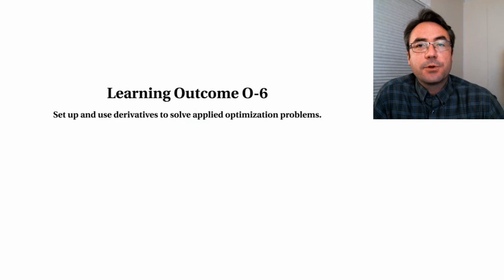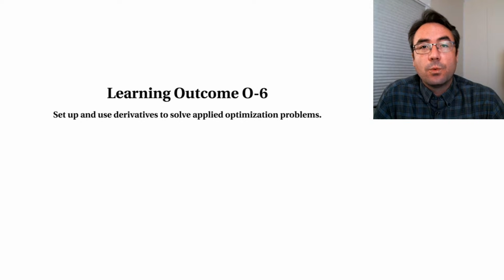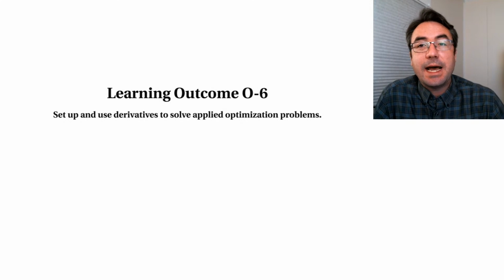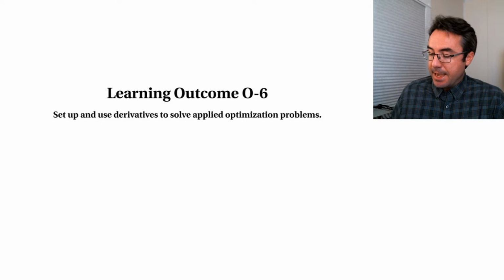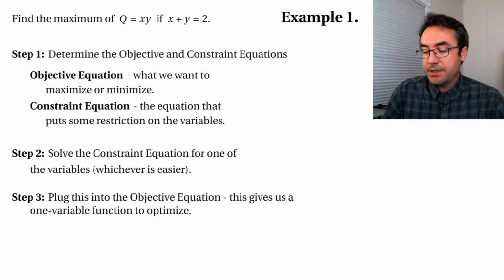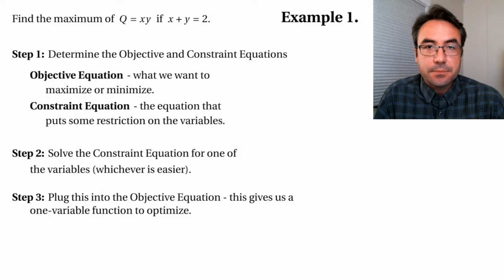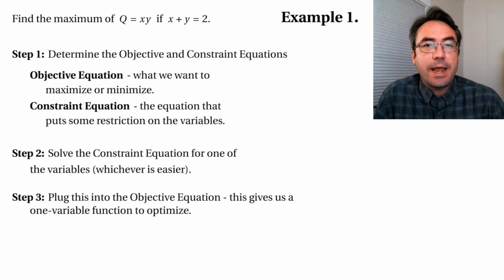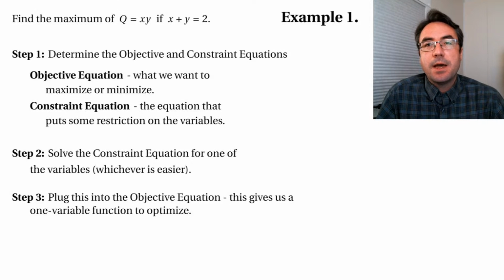So in Learning Outcome 06, we're going to see some examples for how to set up and use derivatives to solve applied optimization problems. And to get us going, we're going to start with example 1. The applied optimization problems that we're going to be looking at are what are known as constrained optimization. So we'll see what that means in the course of this example.